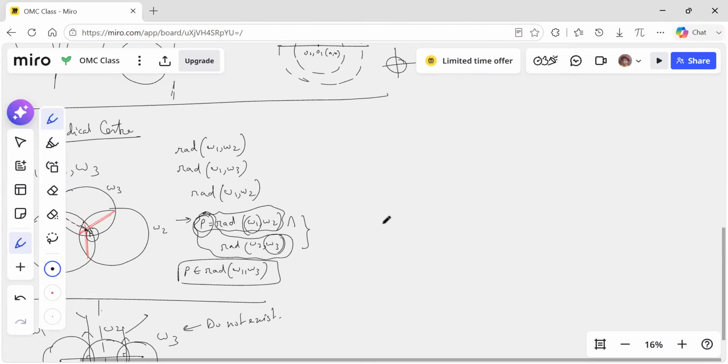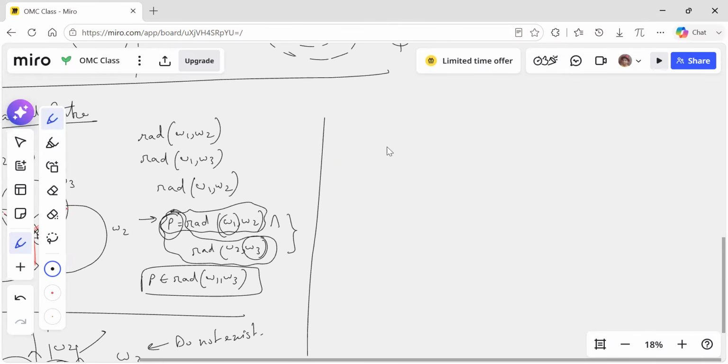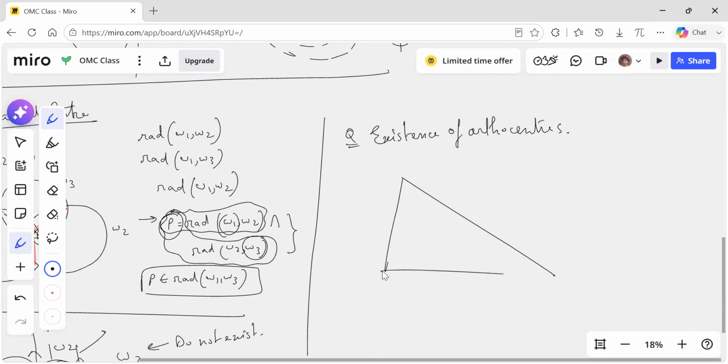Just a very quick application of this. Can you show that the orthocenter exists? Existence of orthocenters. Sorry for the horrible handwriting. So let's say I have triangle ABC and I draw perpendiculars like this. This is D, this is E, this is F. But why does the orthocenter exist?